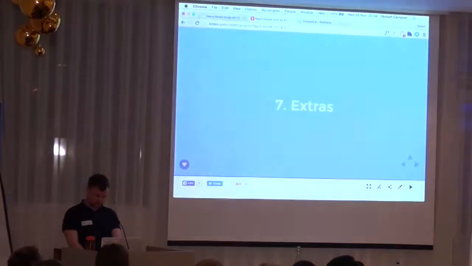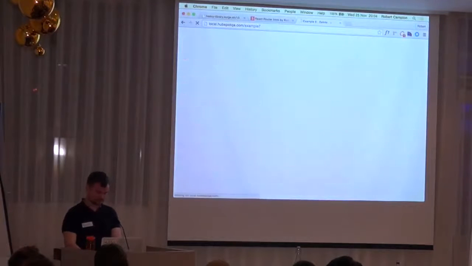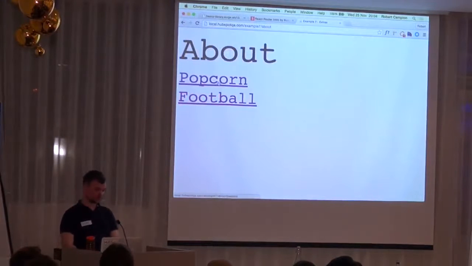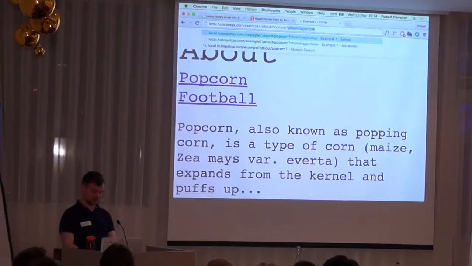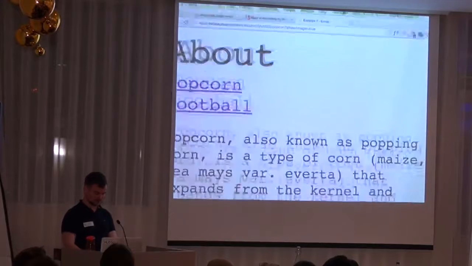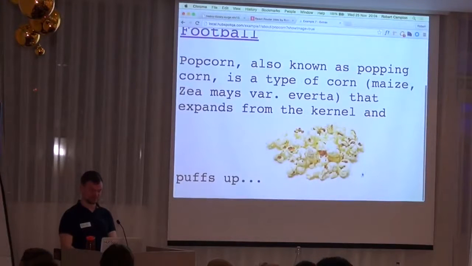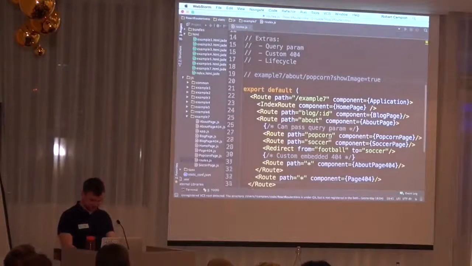So, I'll just show an example of that working first. So we've got our about page, we've got our popcorn page, but now we want to add a parameter, so we want to say showImage equals true. If I zoom out here, you get a lovely picture of popcorn there. Okay? And then obviously when this parameter is missing, the image is gone. So how do we get that to work?